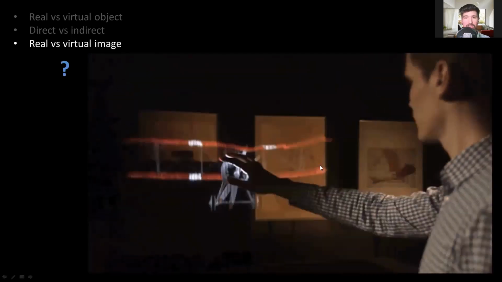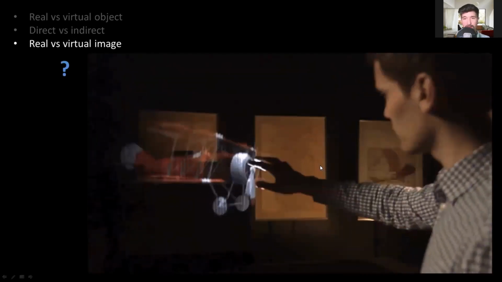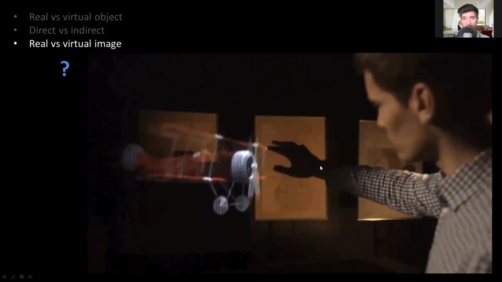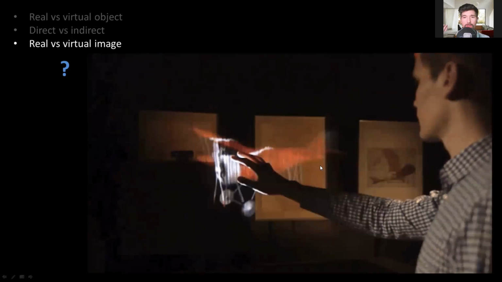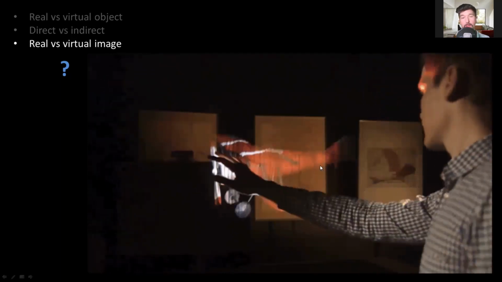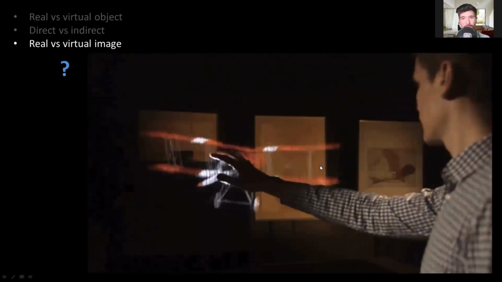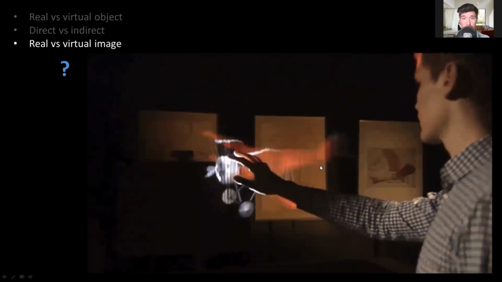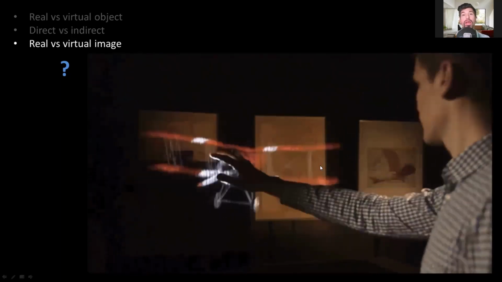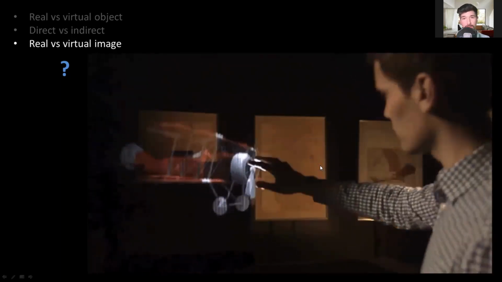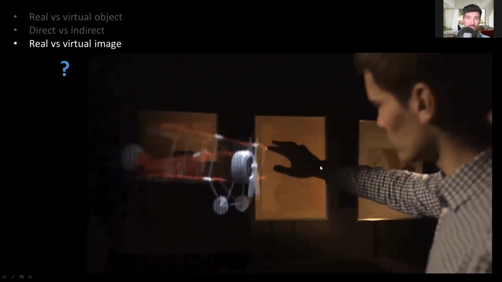However, in this case, it's not that obvious because there is a laminar flow here of air where the projector is projecting an image. And since there is no luminosity at the location where we think this image is, that is a virtual image in this case, by definition, which we saw.